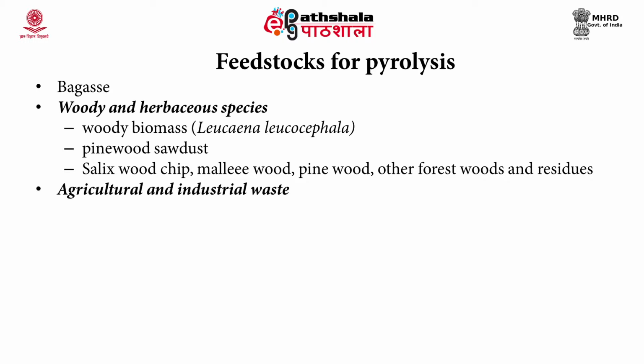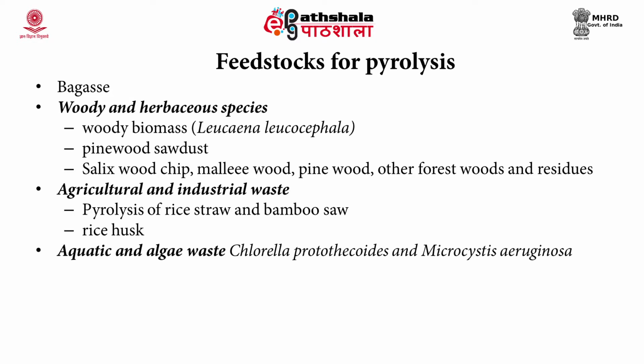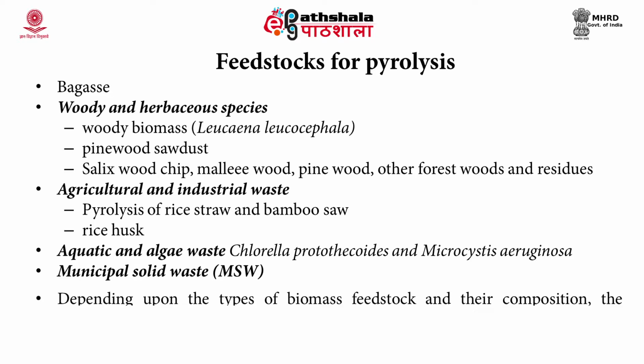Agricultural and industrial waste like rice straw, rice husk and bamboo straw can also be used as feedstock. Aquatic and algal waste can also be used for this process. Nowadays, municipal solid waste is used for pyrolysis or for energy recovery. So, depending upon the type of biomass feedstock and its composition, the pyrolysis behavior also varies.